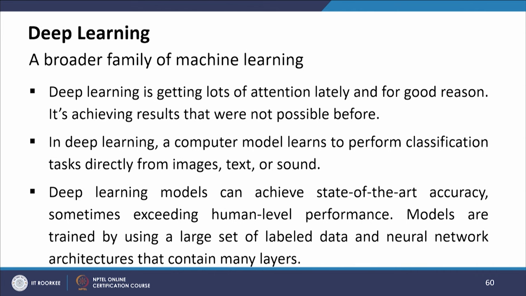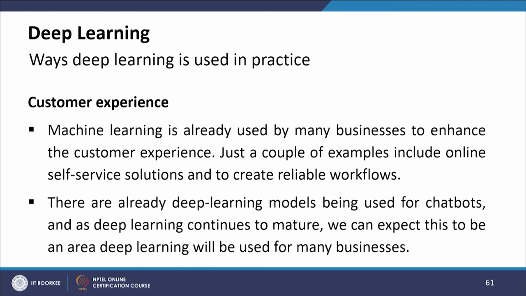In deep learning, a computer model learns to perform classification tasks directly from images, text and sounds. Deep learning models can achieve state-of-the-art accuracy, sometimes exceeding human level performance. Models are trained by using a large set of labeled data and neural network architectures that contain many layers. So, now what are the ways deep learning is used in practice?